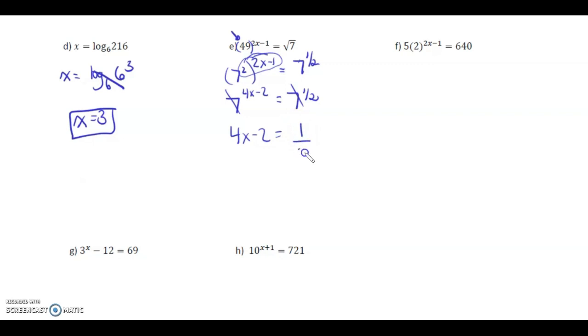You know what, I'm going to write this as a fraction. Okay, I'm going to bring the negative 2 over, and we're going to get plus 2. Right, so I get 4x equals 1/2 plus 2 is, 2 is actually 4 over 2. So that's 5/2. Okay, and then that 4 comes down. We get x equals 5 over 8.